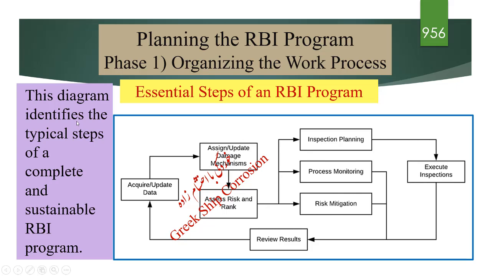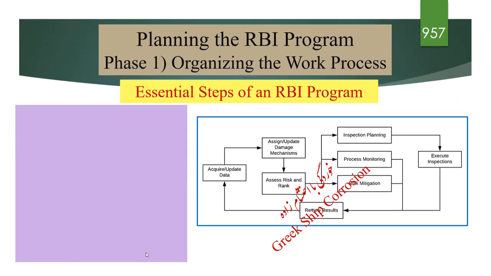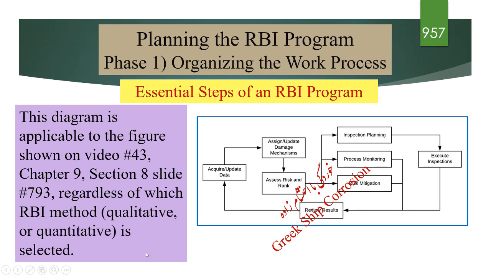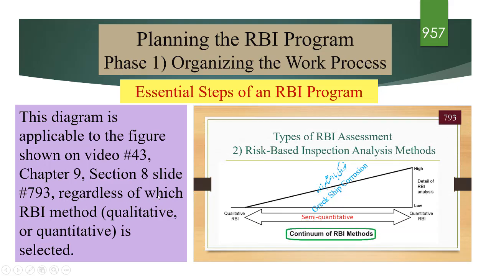This diagram identifies the typical steps of a complete and sustainable RBI program. This diagram is applicable to the figure shown on video number 43, Chapter 9, Section 8, slide number 793, regardless of which RBI method, qualitative or quantitative, is selected.